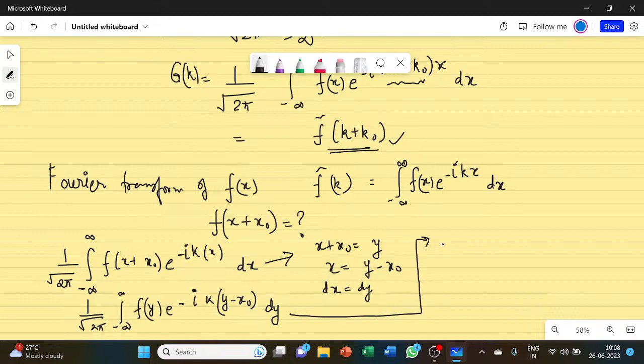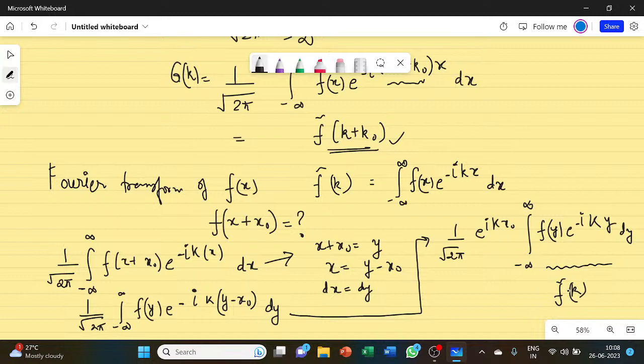So what will happen? This particular integration will become 1 upon root over 2 pi, and then this is e to the power iota kx naught, integration from minus infinite to plus infinite of f of y e to the power minus iota k y dy. What is this? This is nothing but the Fourier transform of f of x, or you can say f of y. So simply this is f tilde k, which was originally supplied to you, and here you have 1 upon root over 2 pi e to the power iota kx naught into f tilde k.